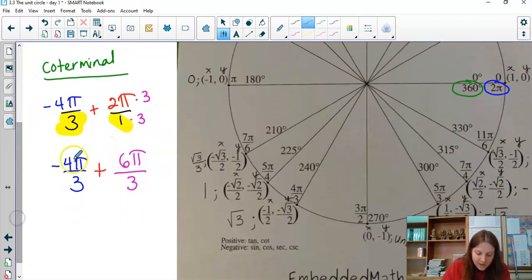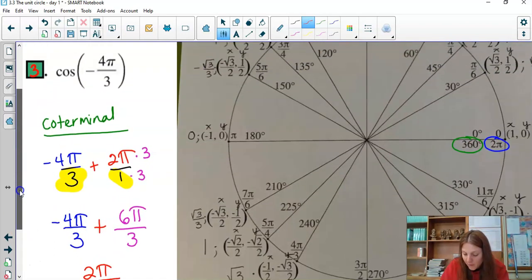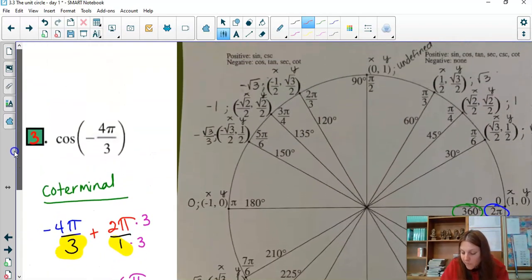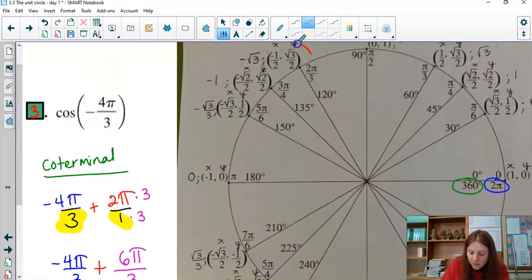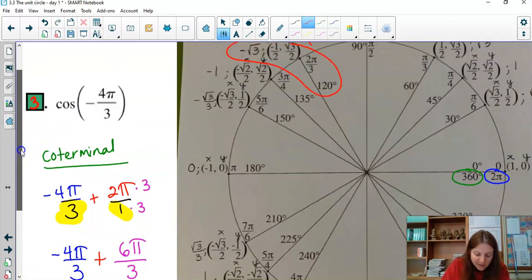Let's go ahead and add them. Negative 4 plus 6. See how they have common denominators now? So now you can add up the numerators. Negative 4 plus 6 is 2 pi. And in the denominator, the 3 and the 3 still stays 3. Okay, let's look at the circle. See if you can find 2 pi over 3. Here it is. Okay, we're going to be using that in a second.